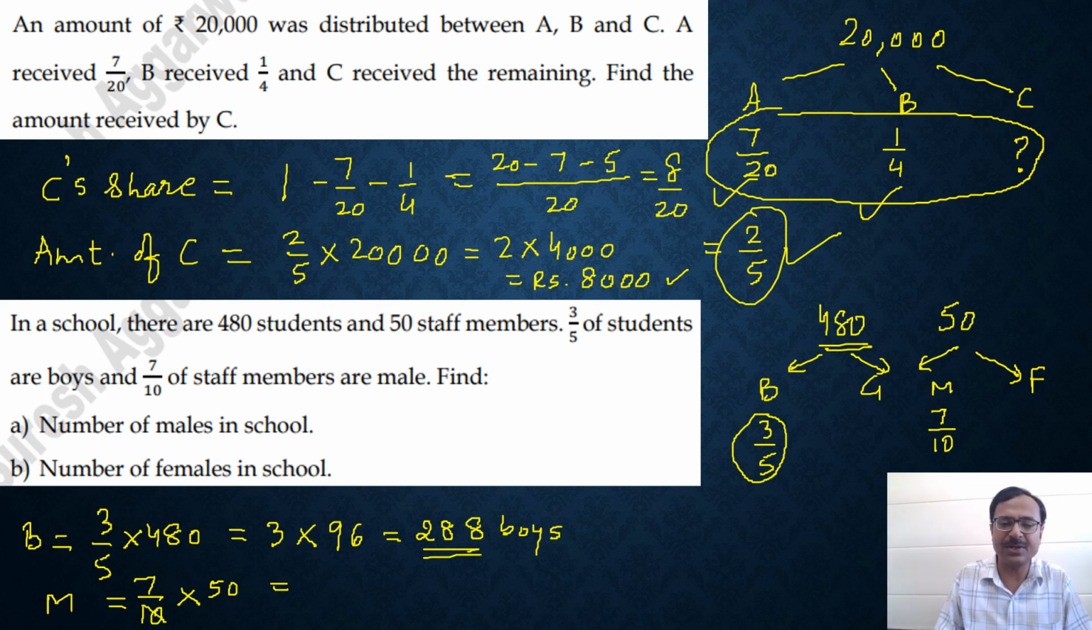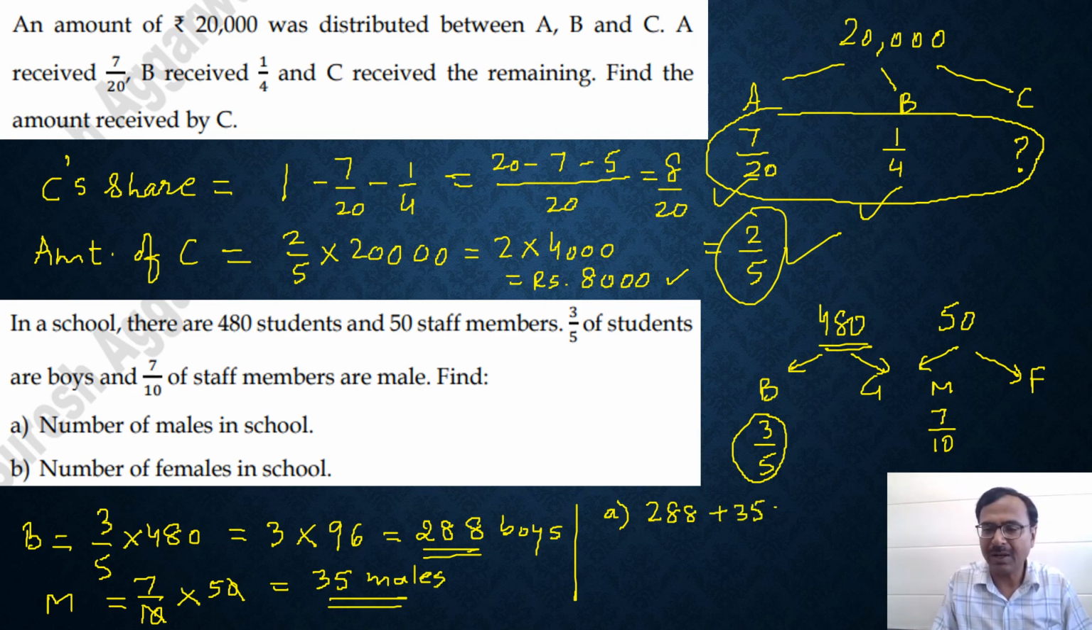So you can cancel a 0 there. 7 fives are 35, so 35 male staff members. Now in the first part, we were asked to find the number of males in the school. So 288 boys and 35 male staff members, the total will be 323. So that's the answer for the first question.